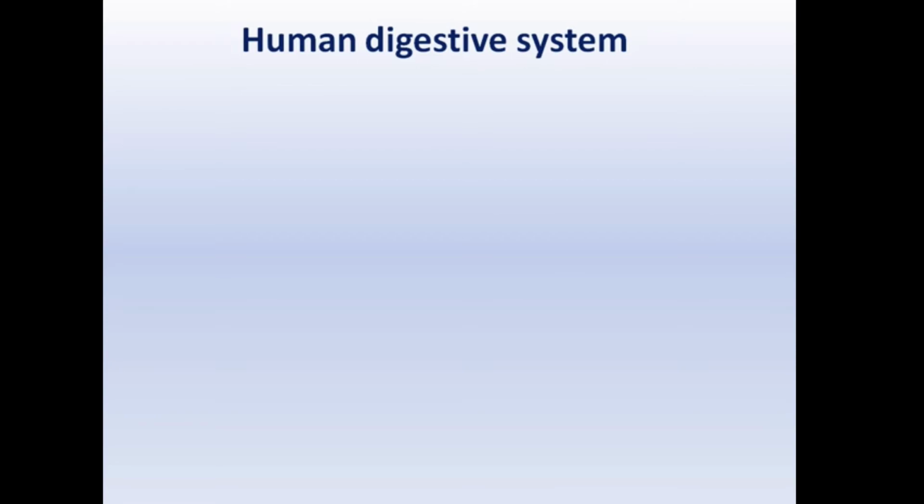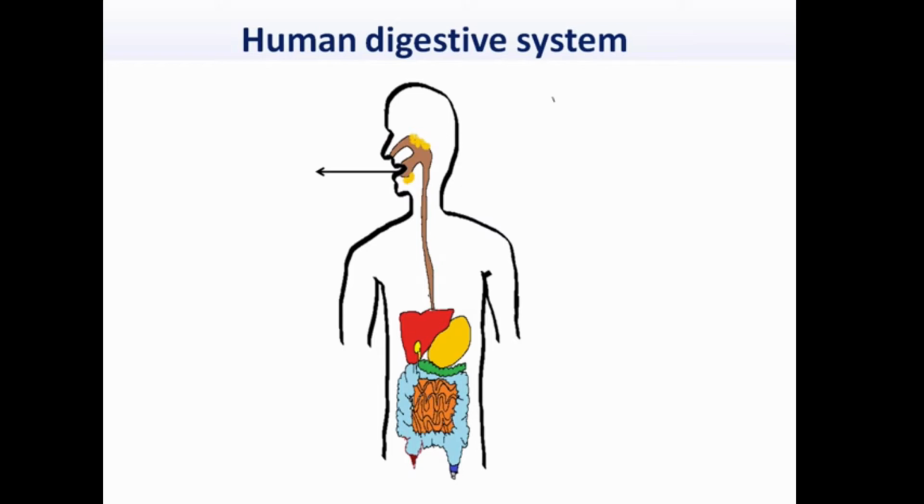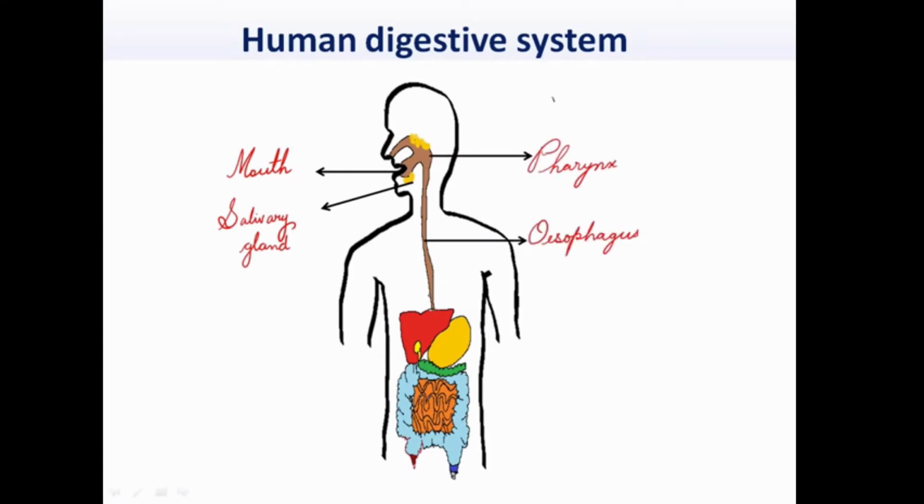Now let's understand the human digestive system with the help of a diagram. Whenever we eat food, it reaches the mouth. So the first part is the mouth, and inside the mouth the salivary gland is present. Now this is the pharynx, food pipe, esophagus. When we eat food, it reaches the mouth. Teeth help in the breakdown of the complex food and it is mixed with the saliva produced by the salivary gland, and the tongue rolls the food and it passes through the pharynx and goes to the esophagus.